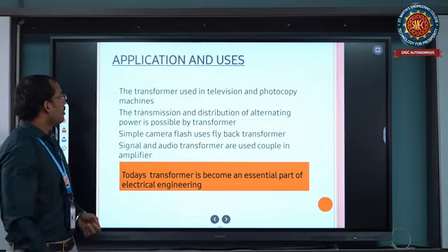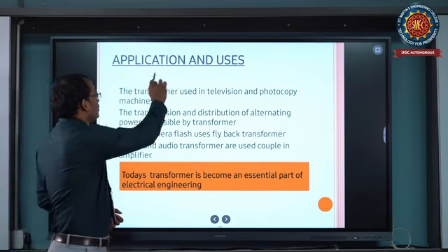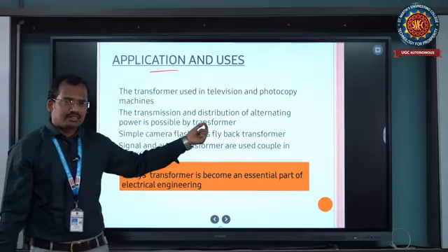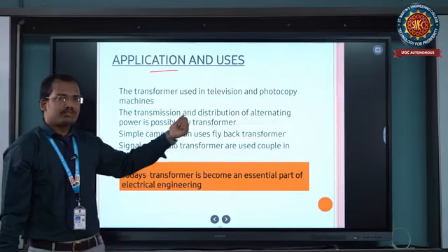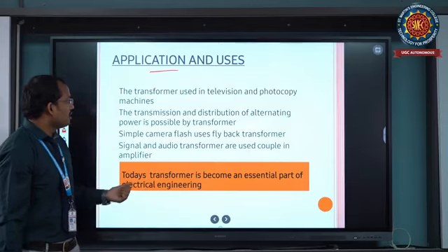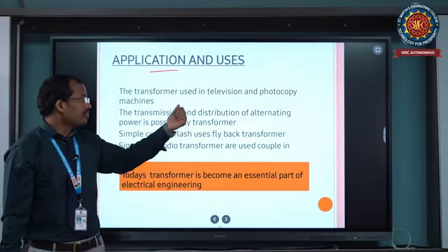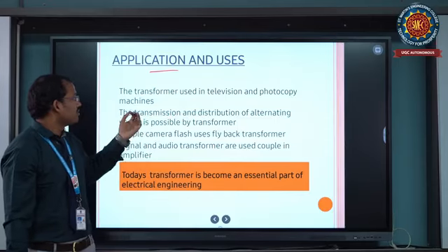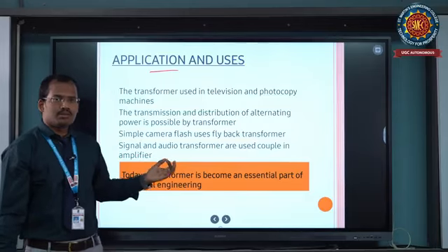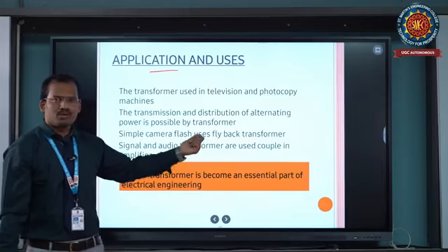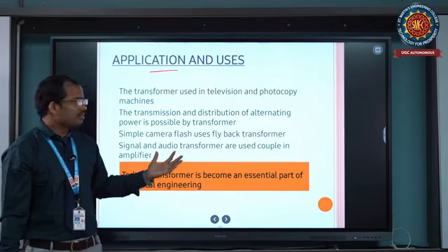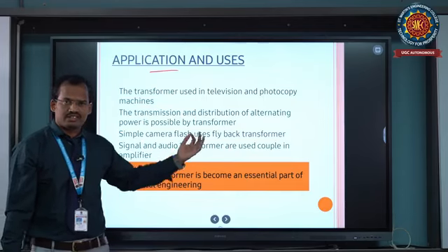So next one, basic applications of the transformer. Majorly we use the transformer for low voltage applications and high voltage applications. High voltage applications are domestic purpose applications and industrial purpose applications. And low voltage applications are used in electronic devices, like televisions, photocopiers, signaling, radios. So these are all low voltage applications. High voltage applications are domestic purpose and industrial purpose applications.